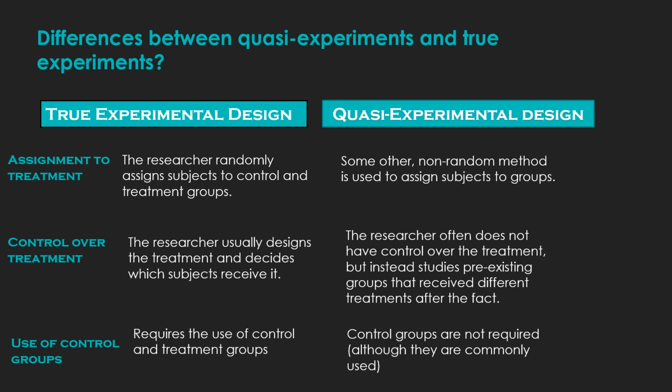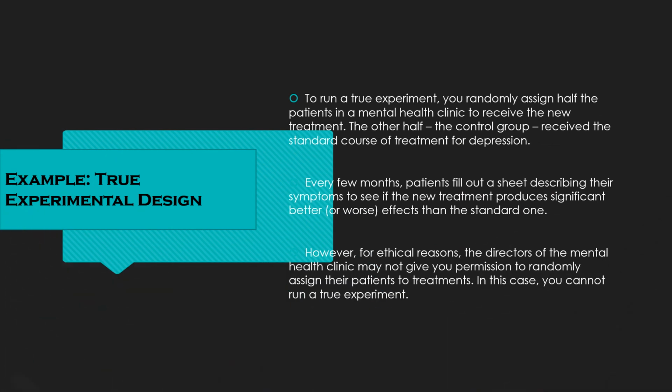Use of control groups. A true experiment requires the use of control and treatment groups, and in the quasi-experiment, control groups are not required, although they are commonly used. So we're going to look at an example for true experimental design. Let's say you are interested in the impact of a new psychological therapy on patients with depression. To run a true experiment, you randomly assign half of the patients in a mental health clinic to receive the new treatment. The other half, the control group, receive the standard course of treatment for depression.